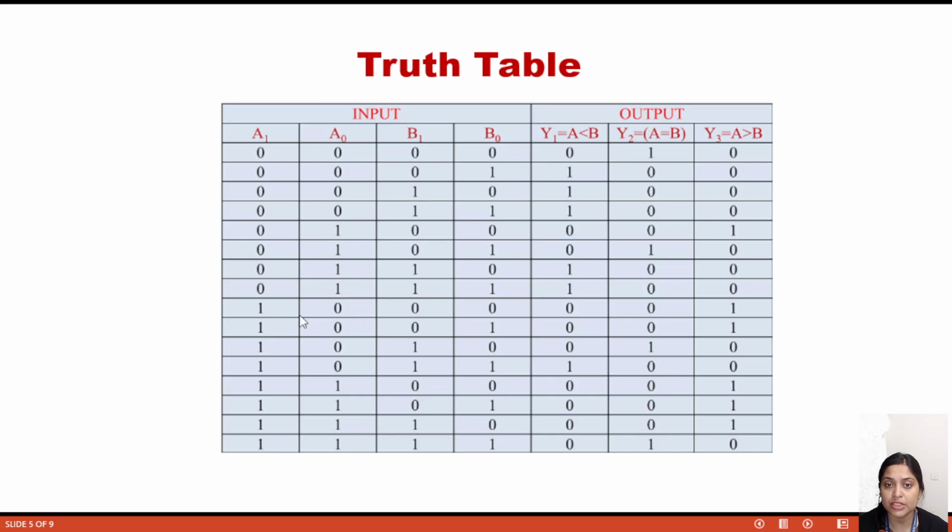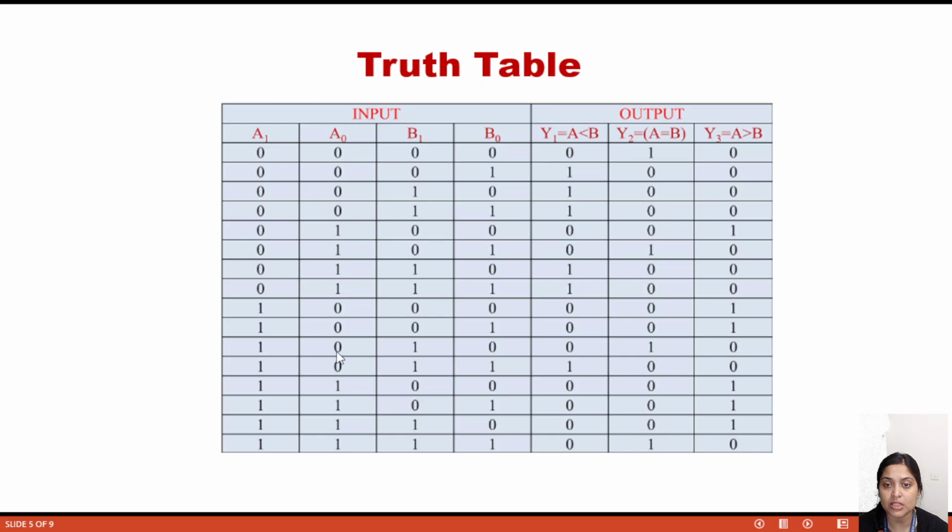So first we will check the MSBs, A1 is 1 and B1 is 0. So we can understand that A is greater than B. So here we will put 1. Next 1 0 0 1. So again the MSBs, A1 is 1 and B1 is 0. So here also A is greater than B. So here we will put 1.